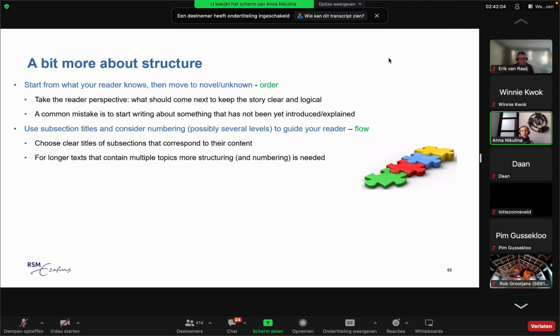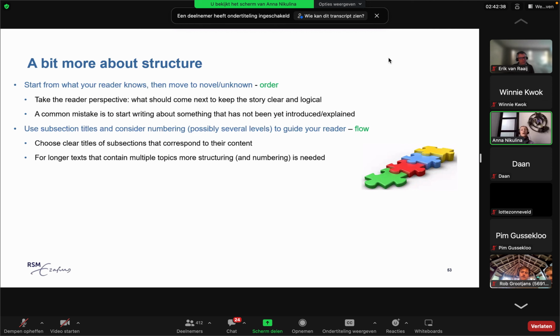Structure also means good flow. Subsection titles, maybe numbering, even several layers of numbering if the structure is complex, because it helps you to guide your reader. And if you use subsection titles, think about how clear the titles are and whether they correspond to the content of what you're writing about. Again, a very easy thing to think about, but also a very easy thing to forget about. Titles are not a formality, they have to make sense. They also help the reader to expect what can be found in the next paragraphs.